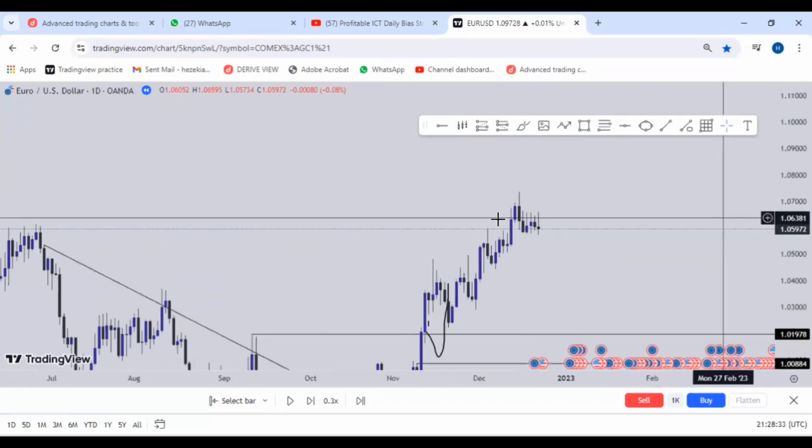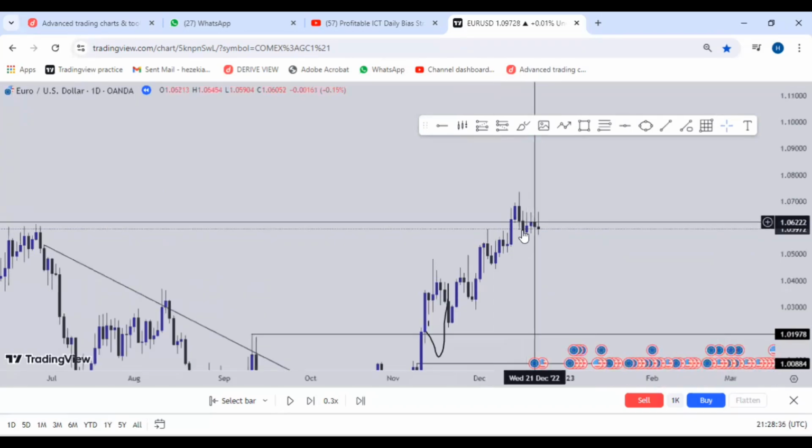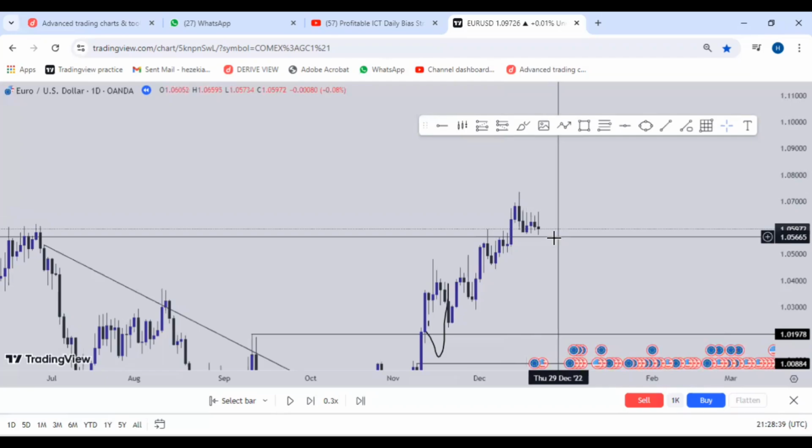Look at this candle, it sweeps both the highs and the lows of the previous candle, the next candle shoots down. The next candle shoots down. It gives you a framework.